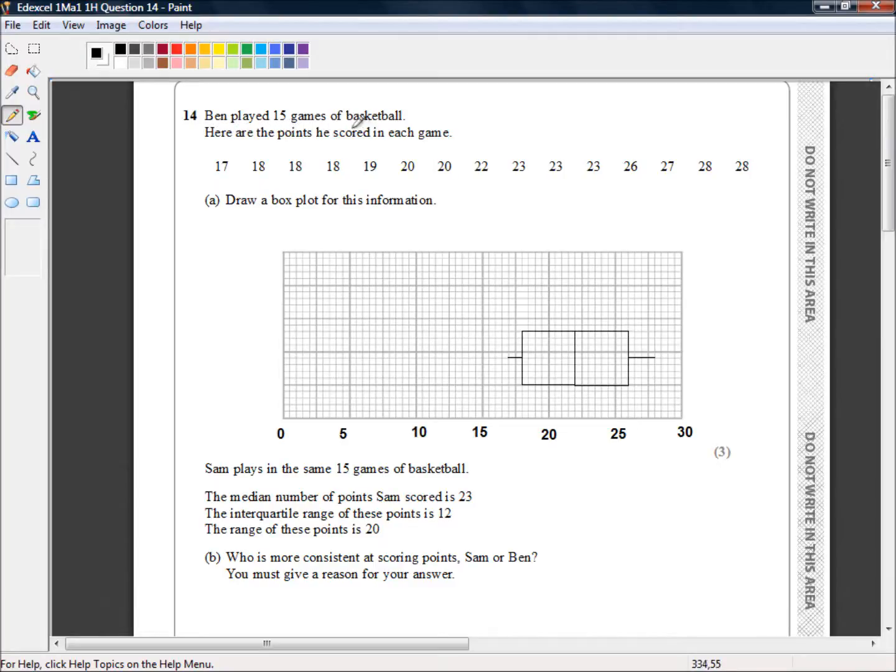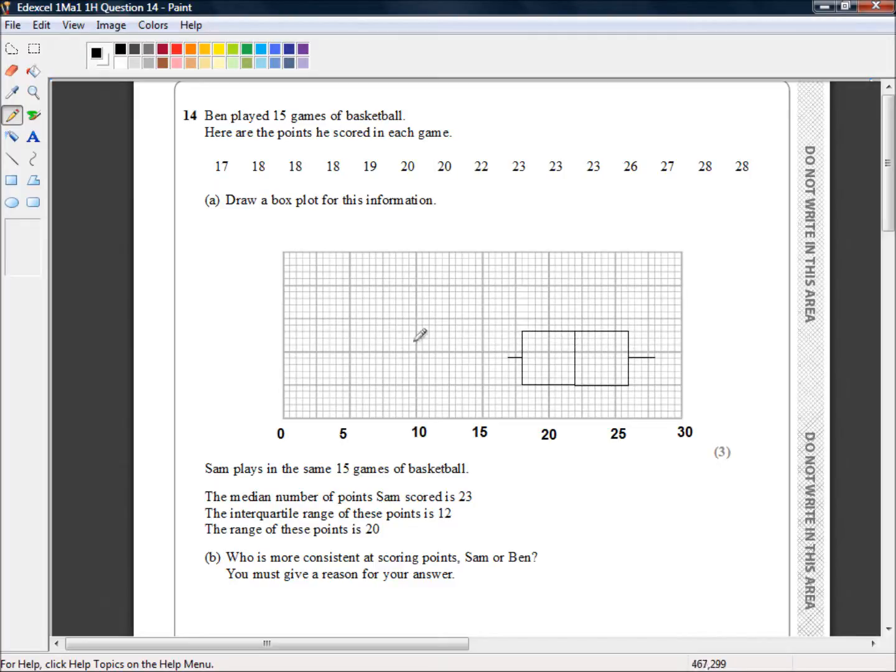Ben played 15 games of basketball. Here are the points he scored in each game. Part A says draw a box plot for this information. Now, I tend to think of a box plot, or I call a box plot a box and whisker chart, because it's got a box and it's got some whiskers. It's got some lines coming out of it that looks a bit like cat's whiskers.